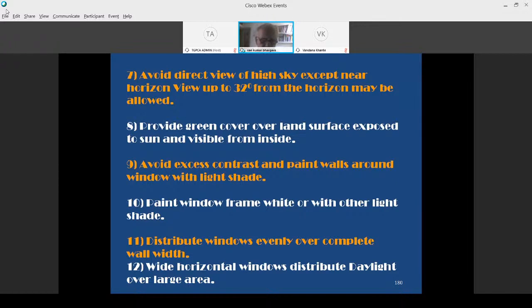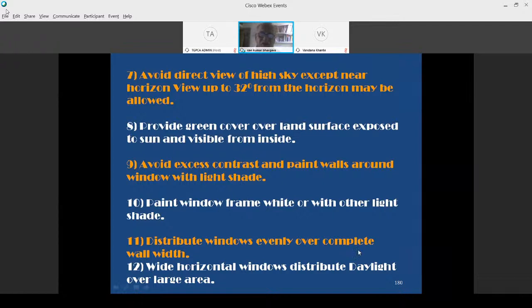Distribute the window evenly or over the complete wall width so that light distribution and ventilation also will be evenly distributed. Wide horizontal windows distribute daylight over a large area. High vertical windows or separate high level windows allow deep penetration of daylight.